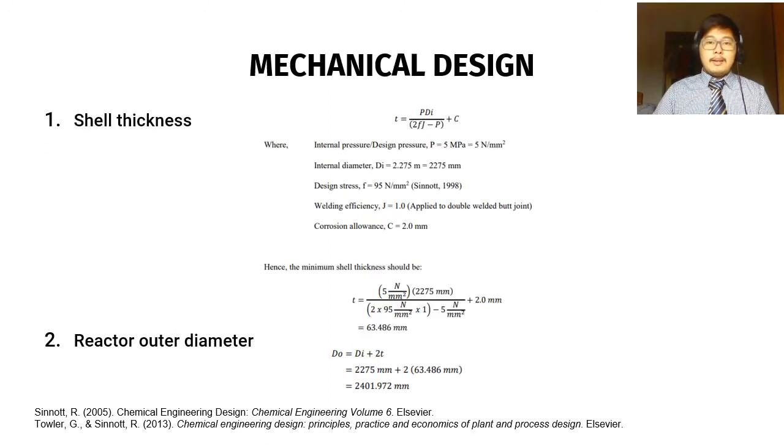Moving on to the mechanical design of the hydrocracking unit, where the thickness of the shell and subsequently the outer diameter of the reactor are calculated. A corrosion allowance of 2 mm has been assumed here.